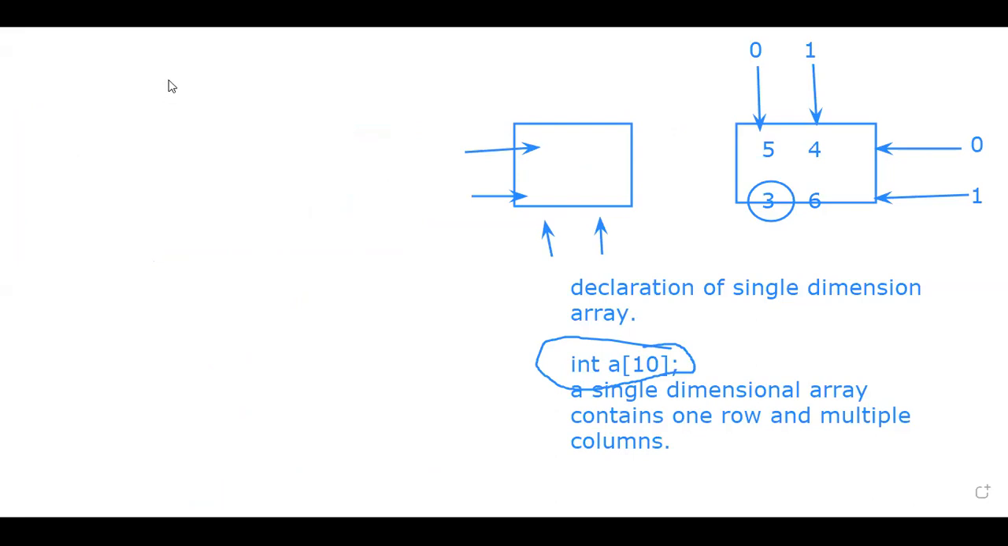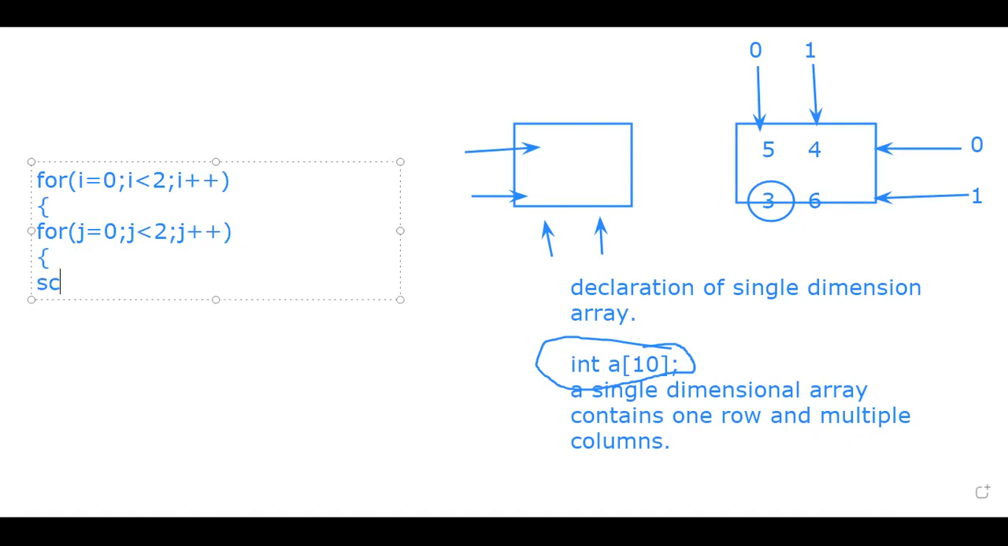As we said, what is the code here? for i equal to 0, i less than 2, i plus plus; for j equal to 0, j less than 2, j plus plus. What I'm doing is scanf percentage d, comma ampersand a of i j. So this is the program. Let me write down the logic here one by one.